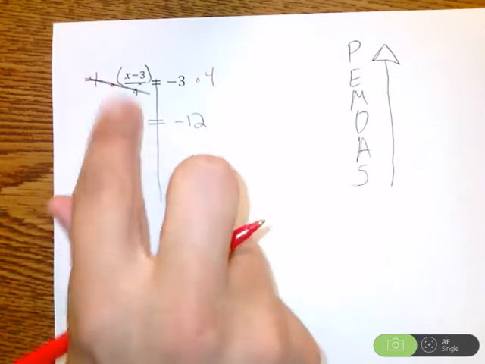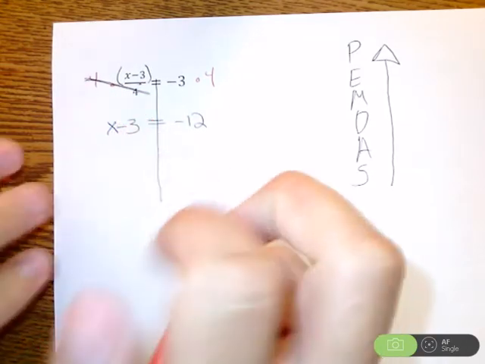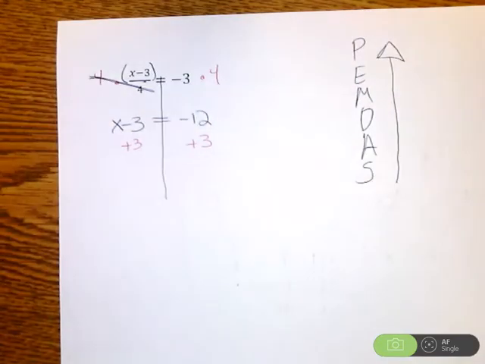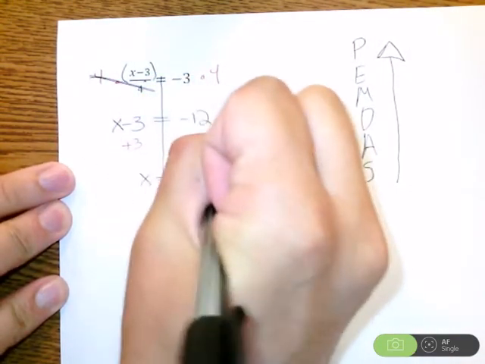So we have the minus 3 now. The parentheses are gone since the fraction's gone. Add 3, and we get x equals negative 9.